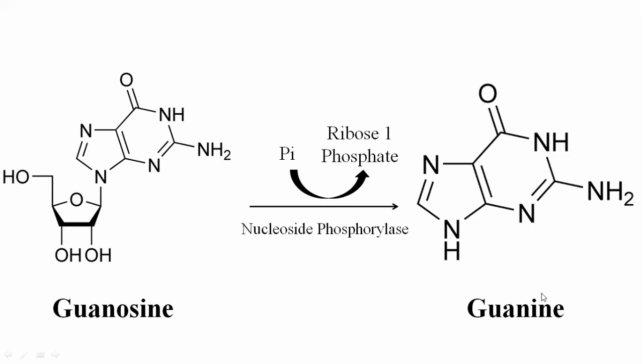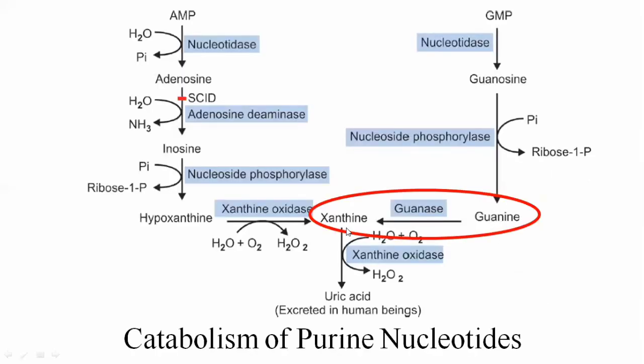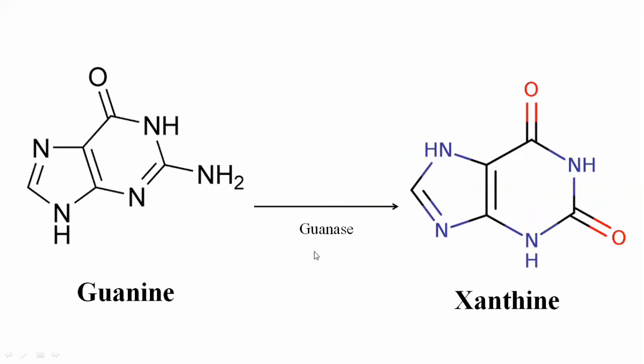In the next reaction, this guanine is converted into the xanthine with the help of the enzyme guanase. As you can see in this reaction, in the guanine there is the amino group attached here, and then in the xanthine, this amino group is replaced with the oxygen group. So you can say there is a deamination, this amino group is removed and replaced with the oxygen group. Xanthine and guanine have the same structure, but the difference is that this amino group is replaced with the oxygen group. So guanine is converted into xanthine with the help of the enzyme known as guanase.